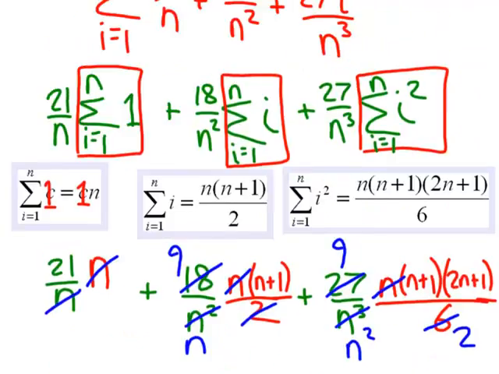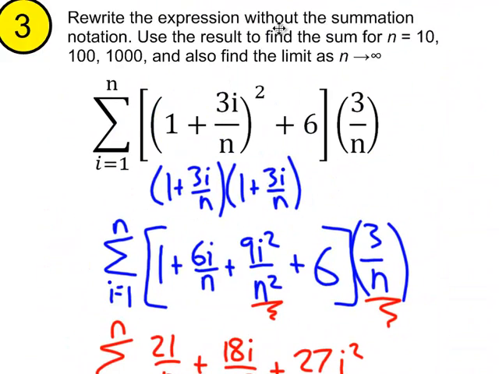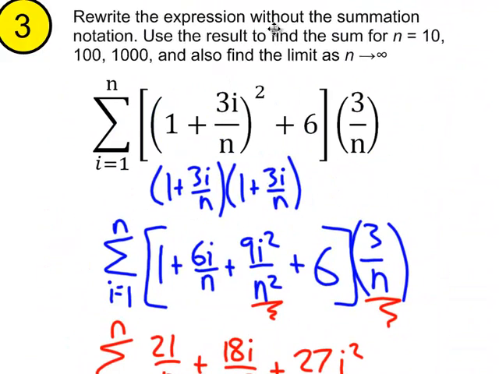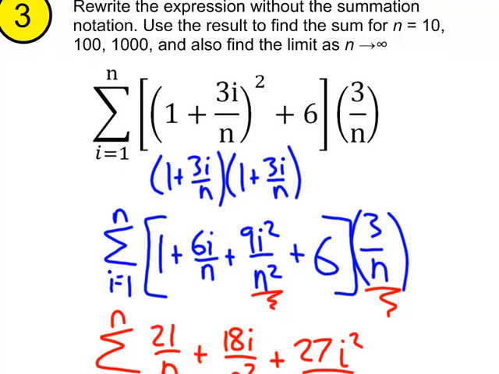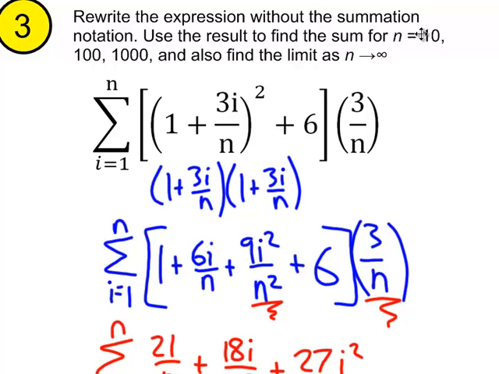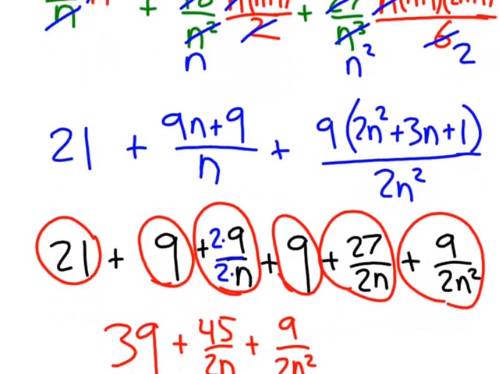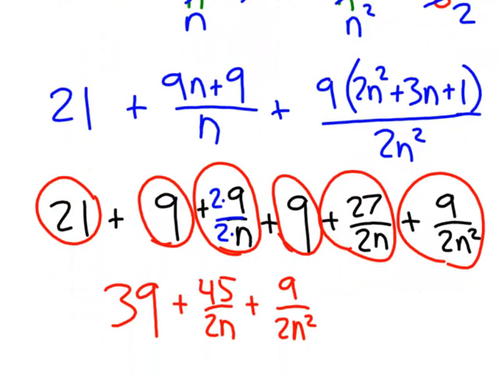As far as what we're supposed to do, if we've lost sight of that, we were to rewrite the expression without using summation notation, and we've done that and fully simplified it. And next we'll plug in those n values of 10, 100, 1,000, and then take the limit. But since we've already completed part 1 of that task, let's put a box around that.